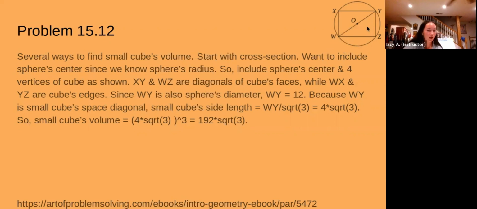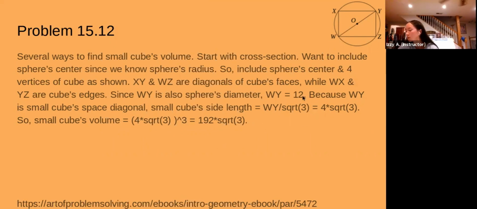So because WY is the small cube's space diagonal, the small cube's side length is going to be WY divided by square root of 3, which is 4 times the square root of 3. So then the small cube's volume is going to be 4 times the square root of 3 cubed, which is 192 square root of 3.